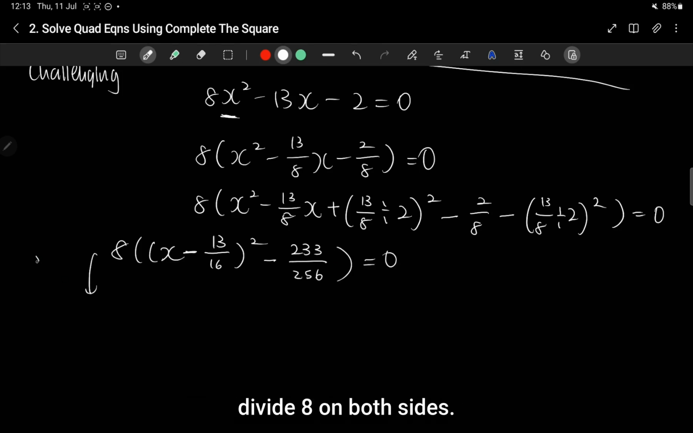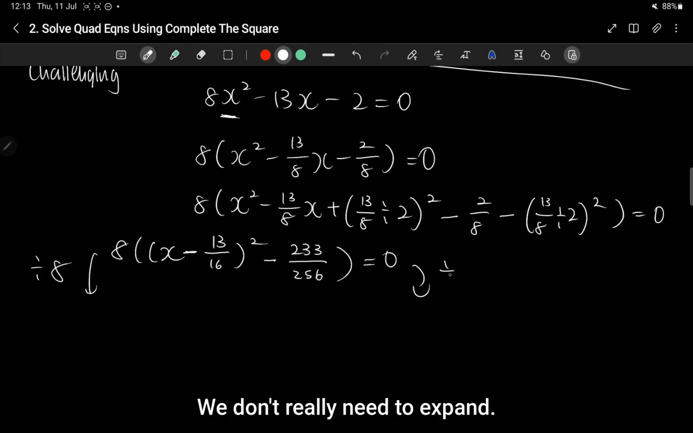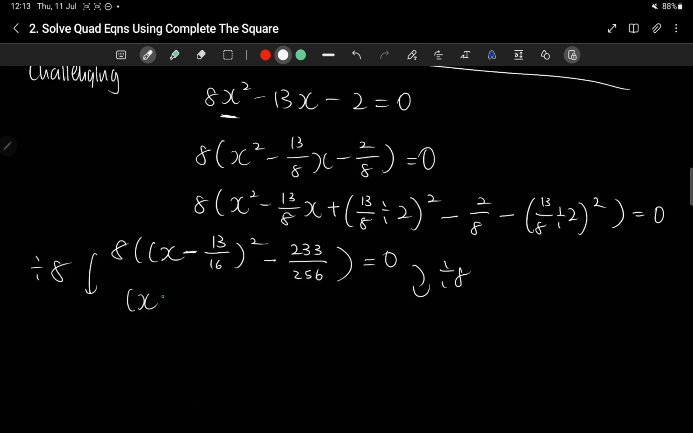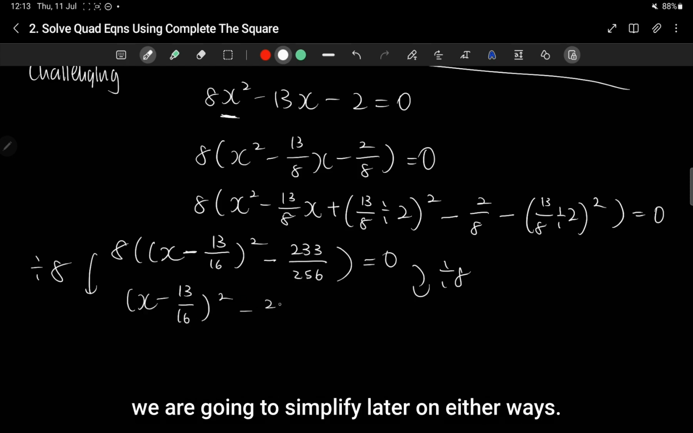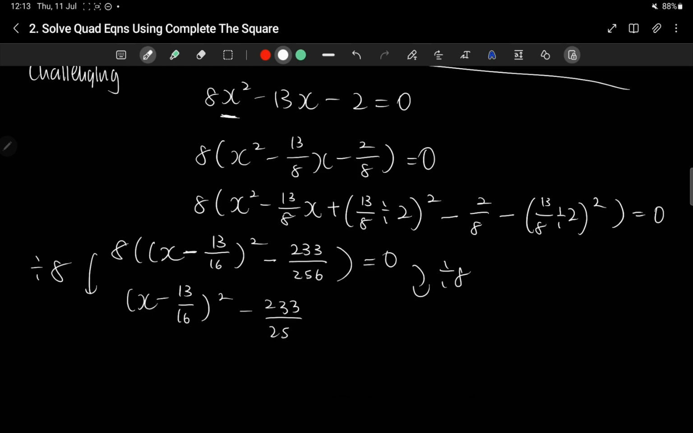And now we just need to divide 8 on both sides. We don't really need to expand, because even if we expand, we are going to simplify later on either way, right?